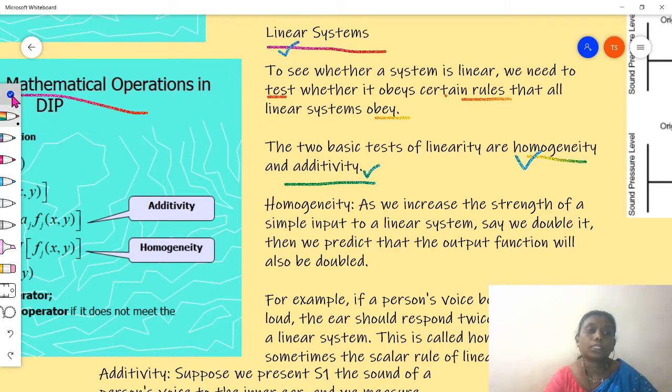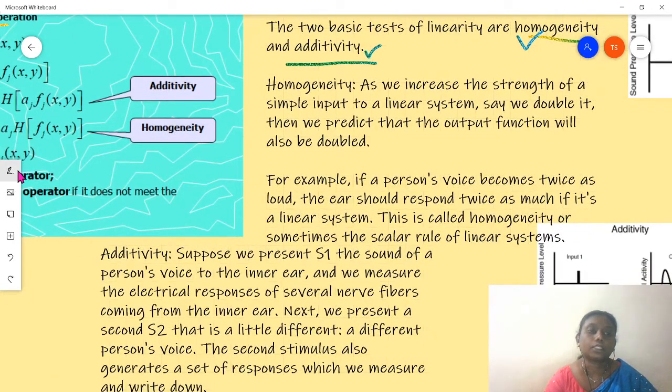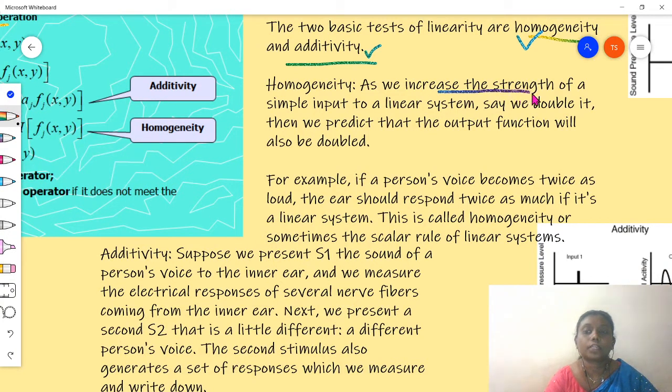Then what is homogeneity? Homogeneity means, suppose we are increasing the strength of a simple input. How can we increase the strength of a simple input? By multiplying it with some weight, with a constant.